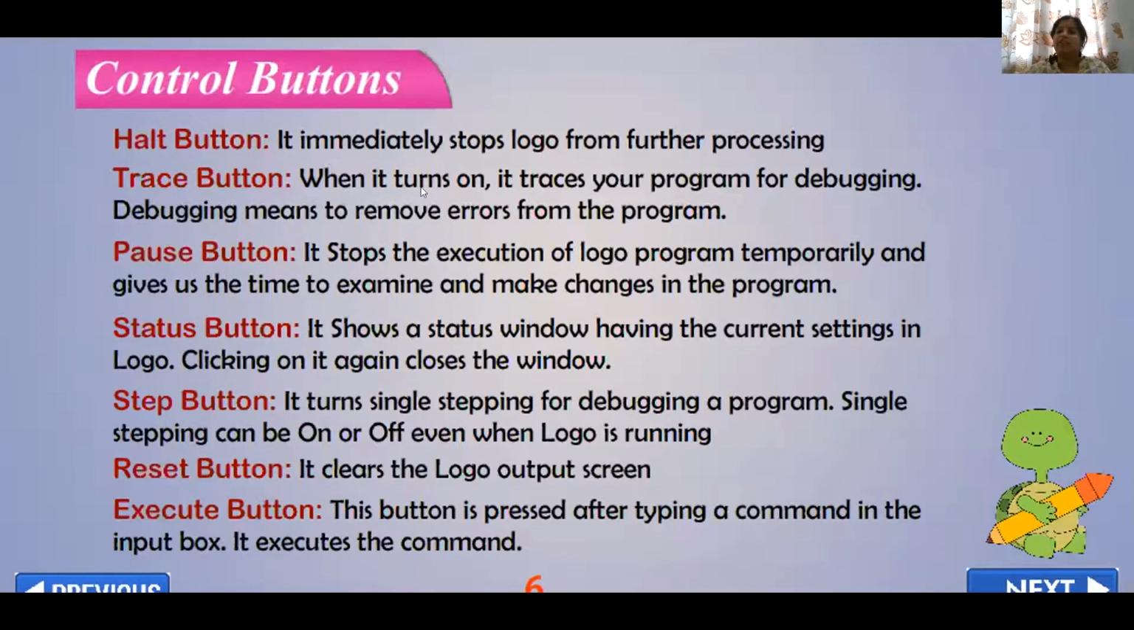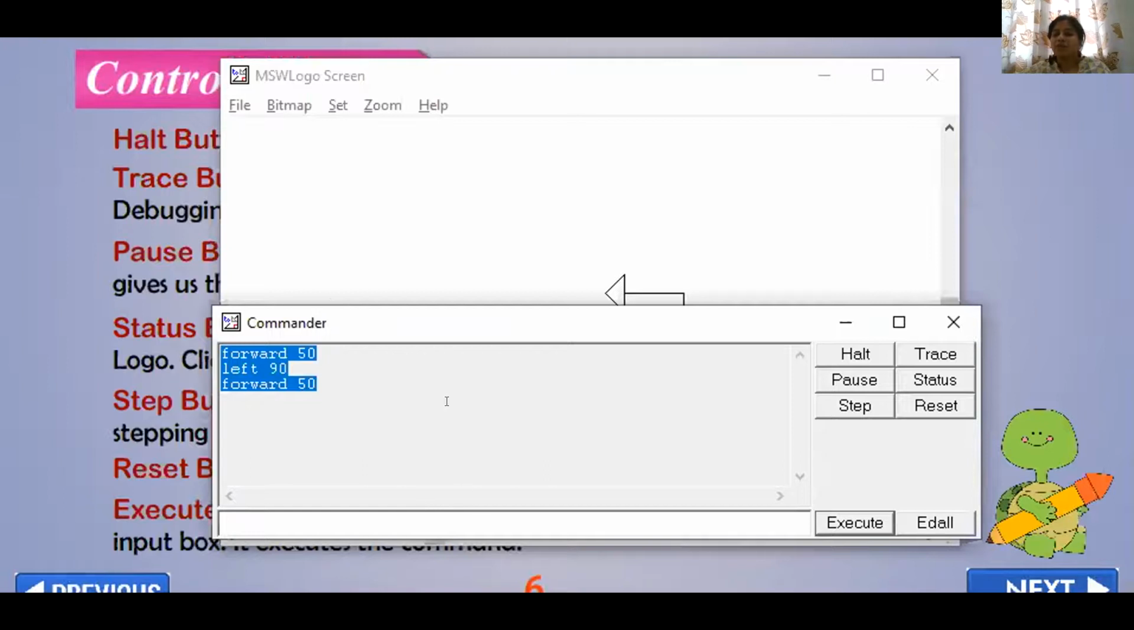Trace button: when it is turned on, it traces your program by debugging. Debugging means removing the errors from the program. Imagine by mistake you might have written some unwanted words which the computer is not able to understand. So when you trace it, it will trace where that error is in your program.